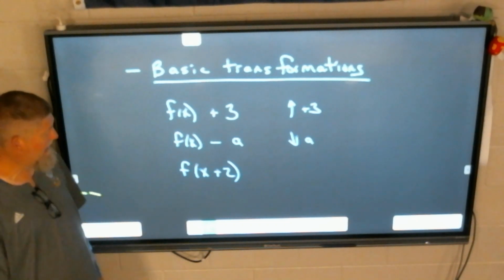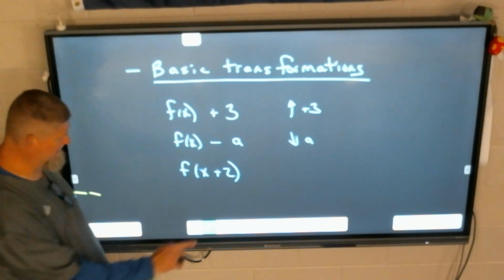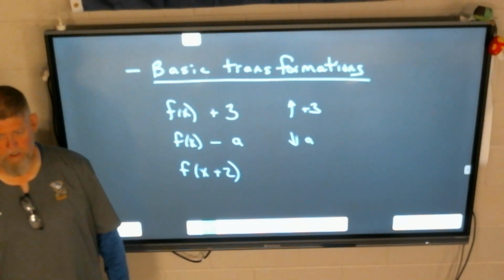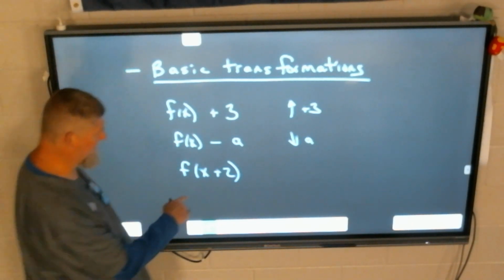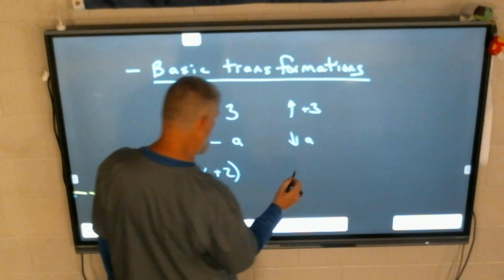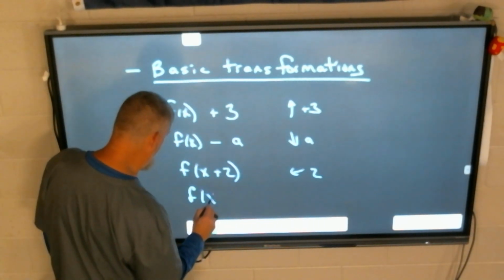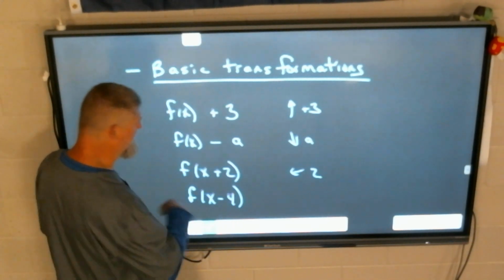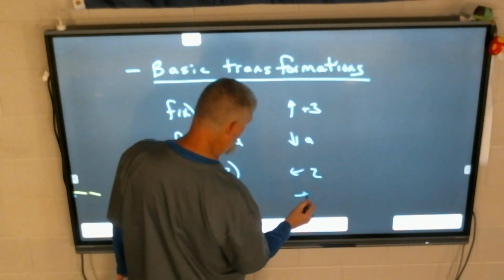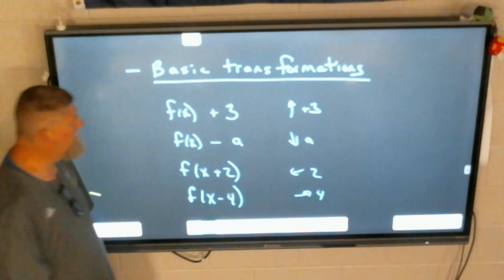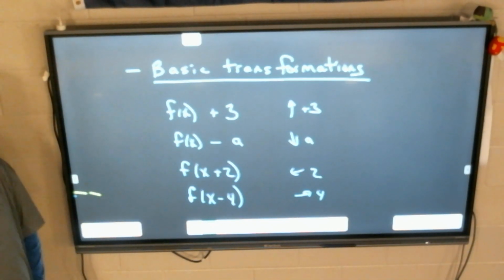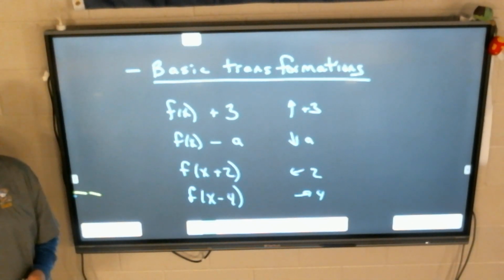Now I put the number inside with the x, right? Now, which way is it going to move it? Be careful. It's in with the x. So which way is it going to move it? It's going to go the opposite of what you expect. So it's going to go left 2. And then if f of x minus 4, that's going to move it right 4. It doesn't matter what the function is, doesn't matter what type it is, that's how they move.